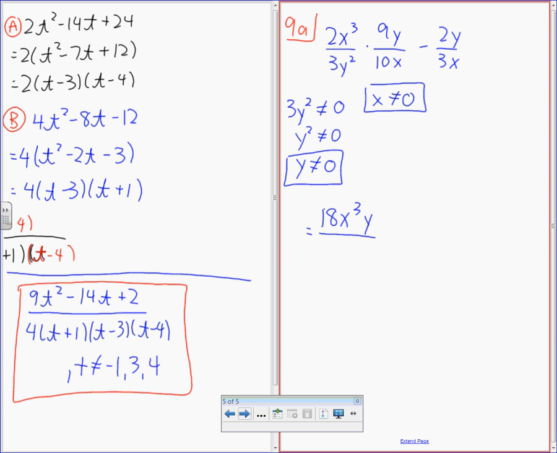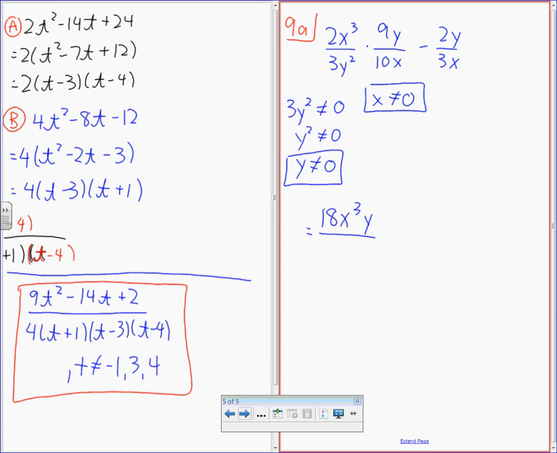So let's make sure that everyone, including Matt, understands where that came from. What we did was 2 times 9 is 18, and then x cubed times y is just x cubed y. Are we okay on where that came from before I keep moving here? So I multiplied coefficients by coefficients, and then variables by variables. Matt, we're good? I hope so, because you're coming up next.